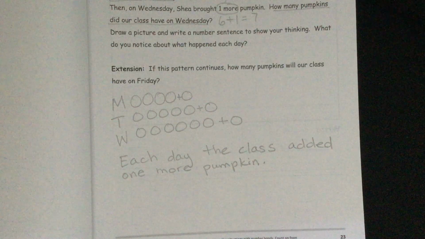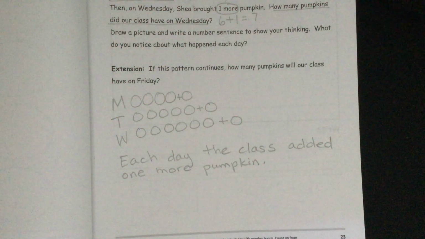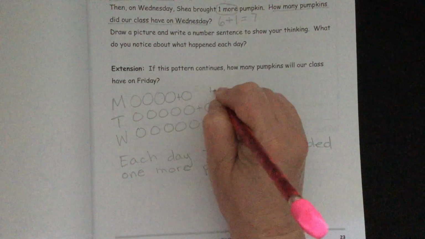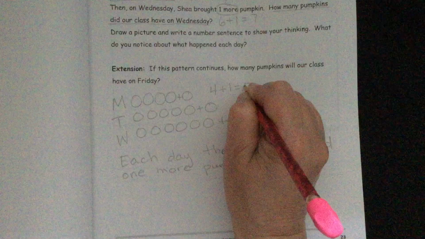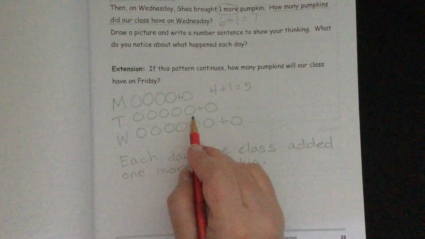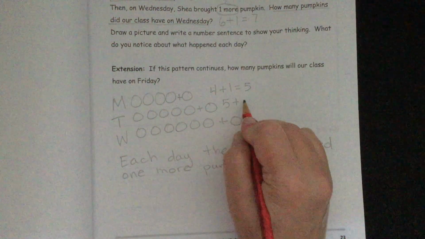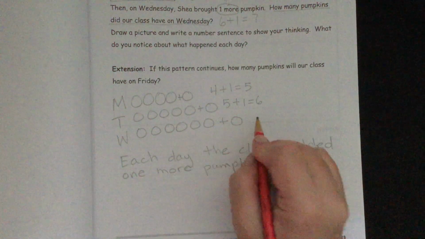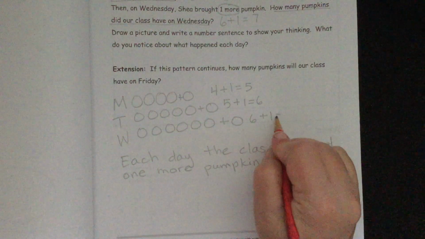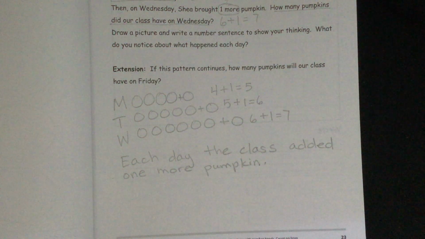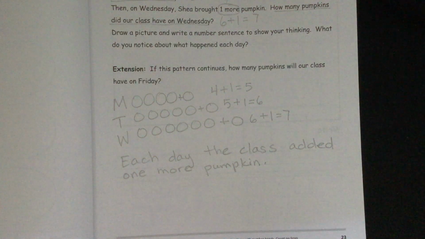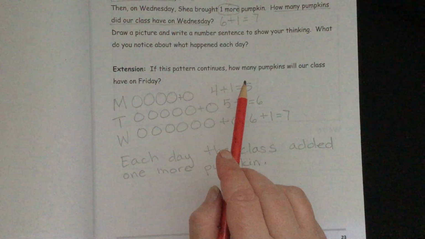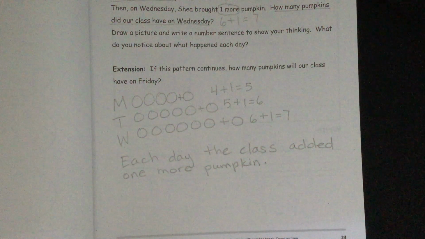So we have our picture. We could also write our equations, or our number sentences. So we have our 4 plus 1 equals 5 for Monday. We have 5 plus 1 equals 6 for Tuesday. We have 6 plus 1 equals 7 for Wednesday. Now, if the pattern continues, how many pumpkins will our class have on Friday?